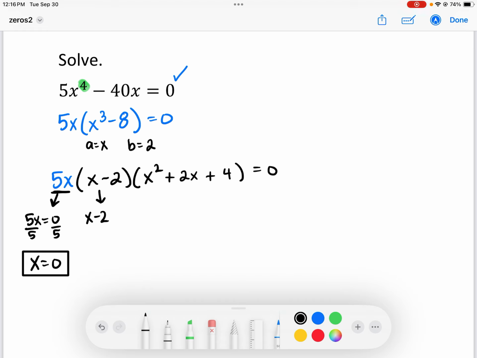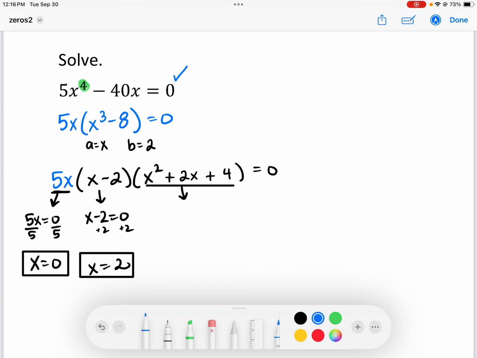x minus 2, if I set that equal to 0, and I add 2 to the other side. Oops, let me write that down. So I'll add 2. Then we get x equals positive 2 for another 0. So we have 2 more to go. And the last 2 come from this one right here, which is going to require probably the most work because we have to use the quadratic formula.